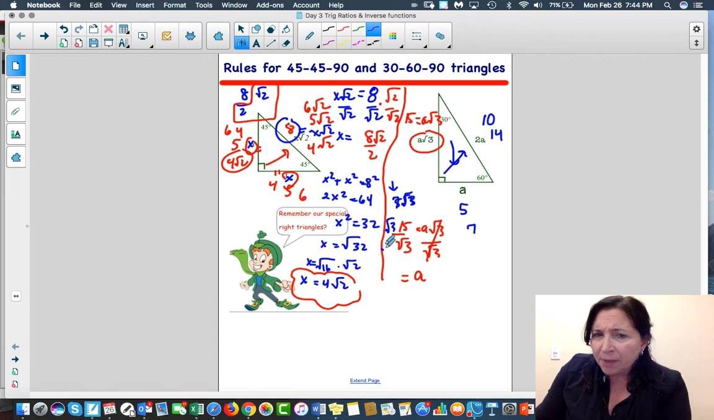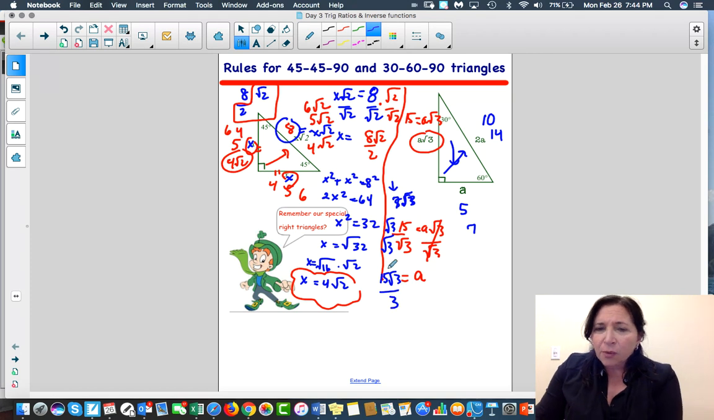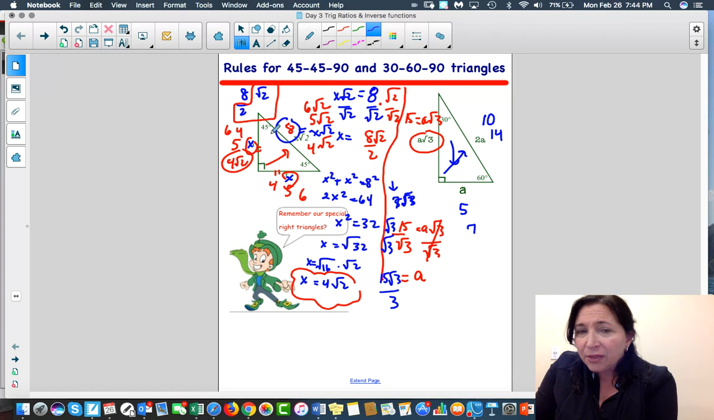You're going to multiply by 1 in the form of root 3 over root 3. So you're ending up getting 15 root 3 divided by 3. This should give you a clue to what you did in the other 45, 45, 90, where we were dividing by 2 and multiplying by root 2 at the same time. In this 30, 60, 90, I'm dividing by 3 and multiplying by root 3 at the same time.